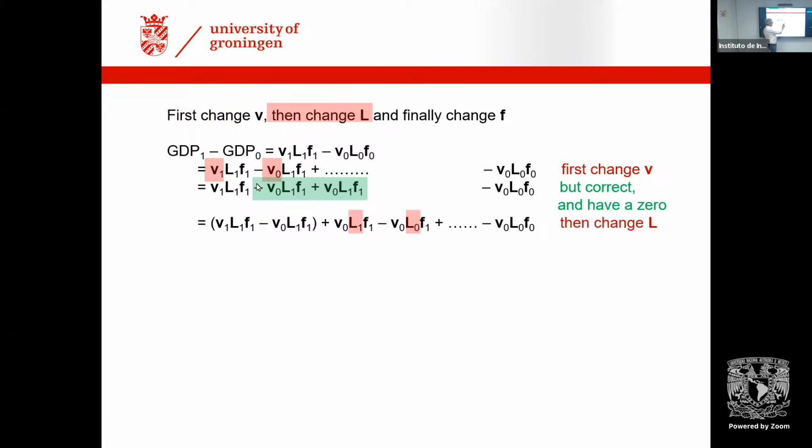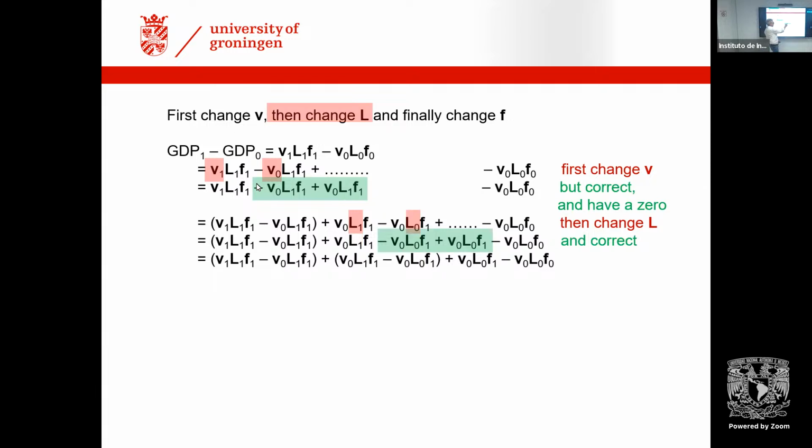Change L1 into L0. So now we have a strange term. This one doesn't belong in this equation. So again, change something and correct, because at the moment it destroys the equations. So again, correct. And again, observe that this is 0, and this was 0. Still, the whole expression is VLF at period 1 minus VLF at period 0.